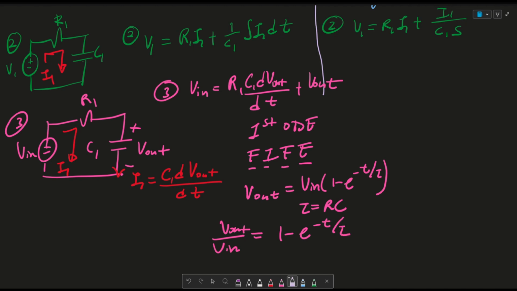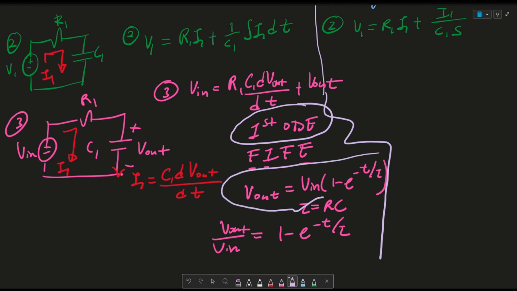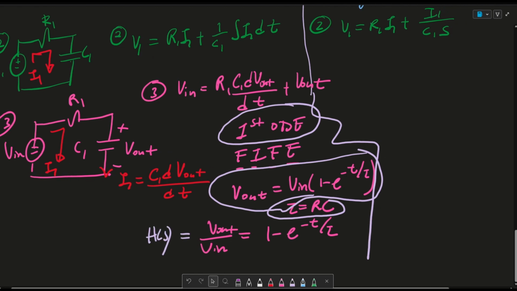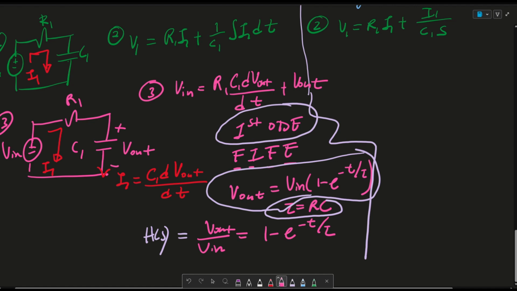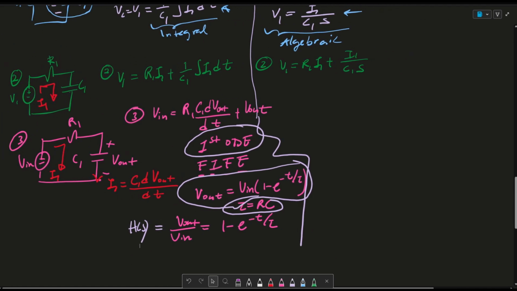Again, I hope you're realizing and seeing how much more complex this is in the time domain. You have to know differential equations. You have to remember your formula or how to prove it. And you have to know that tau is equal to RC. There's a lot of different things needed in order to find what we call the transfer function, or the V out over the V in. But if we did it in the s domain, let's see how much easier this is.